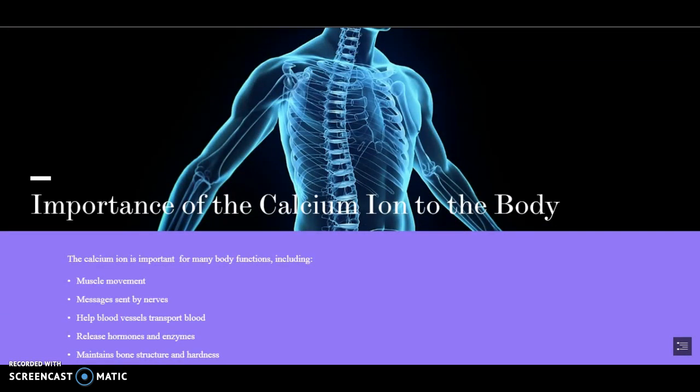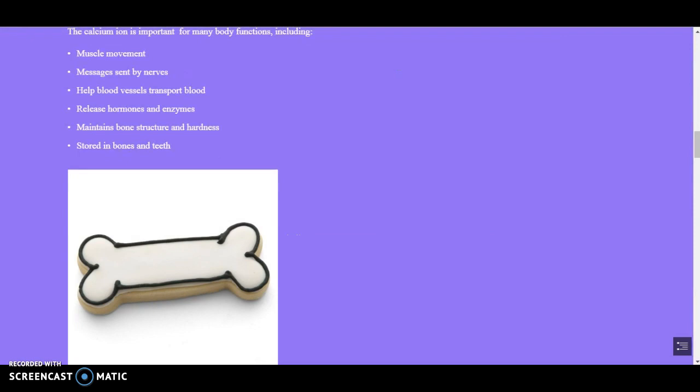So, the importance of the calcium ion to the body. It is important for many body functions, including muscle movement, messages sent by nerves. It helps blood vessels transport blood. It releases hormones and enzymes. It maintains bone structure and hardness, and it's stored in the bones and the teeth.